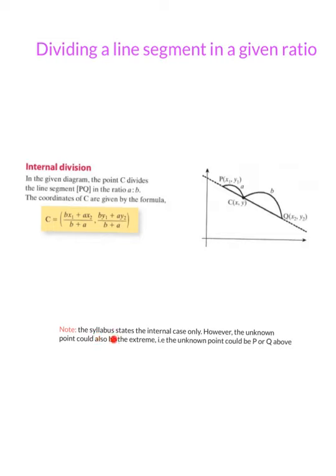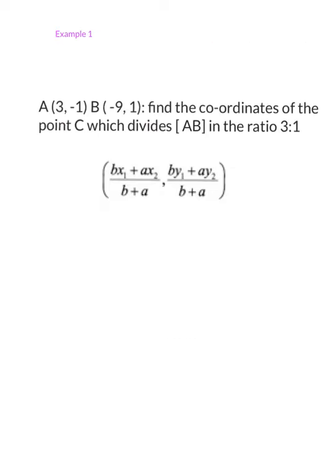Now note in your syllabus, it states the internal case only. However, that P and Q, so the extreme points, could be unknown, and you'd have to be able to find that. So I have two examples of just internal division, finding the C here, and then I have two examples finding P and Q. The points could also be the extreme points. Okay, so we do example 1.